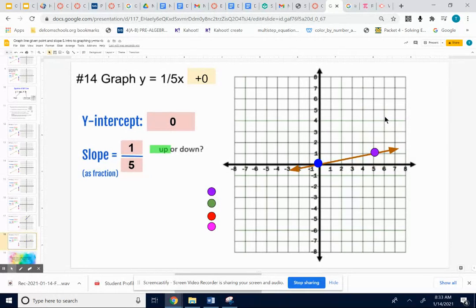Guys, one more thing to think about on this. y equals 1/5 x plus 0. What kind of line is that? What kind of special line is that? Remember, a line that goes through 0,0 is a proportional line. This is a proportional line. And a proportional equation will always be in the form y equals something x. And we usually don't write anything at the end. So y equals 1/5 x is a proportional line.